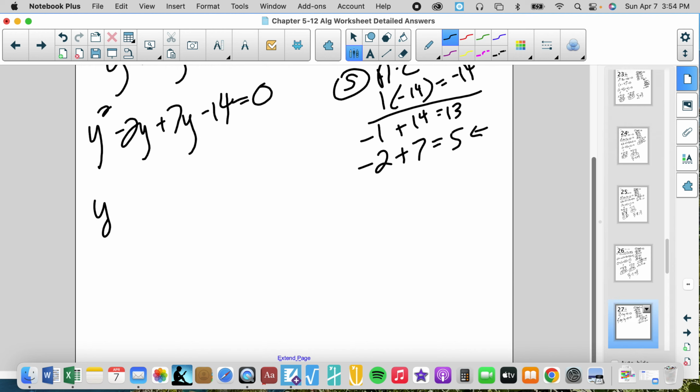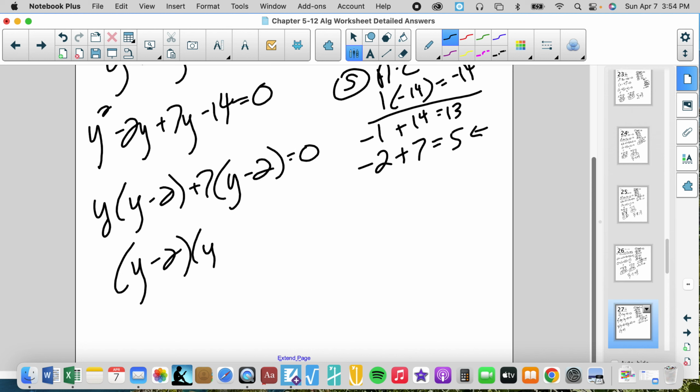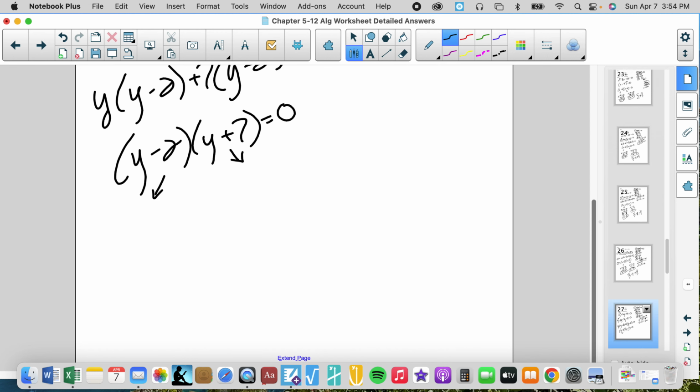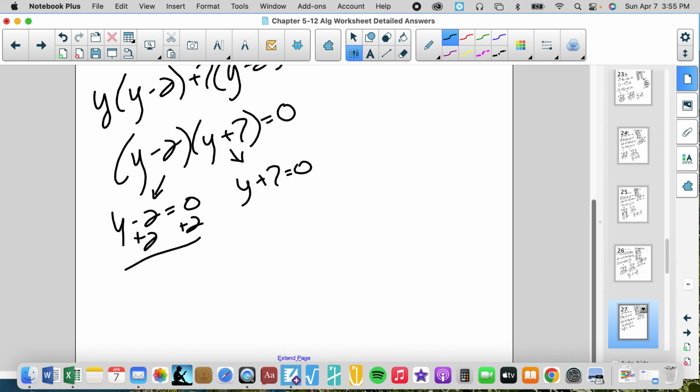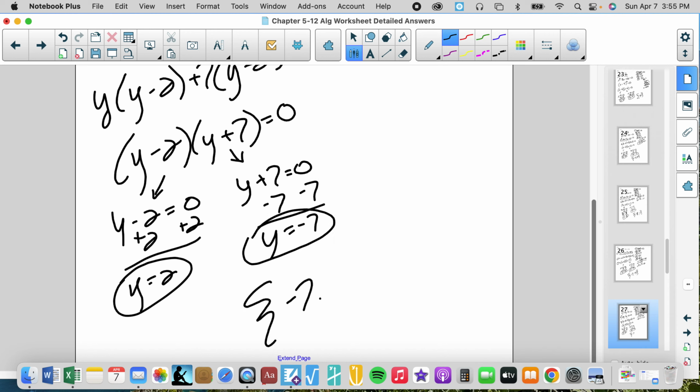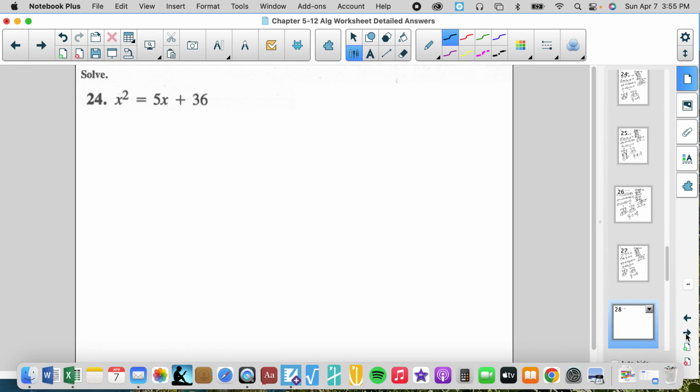Let's factor out a y. We get y minus 2. Let's factor out a positive 7. We get y minus 2. y minus 2, y plus 7 equals 0. y minus 2 equals 0. y plus 7 equals 0. Let's add 2. y equals 2. Let's subtract 7. y equals negative 7. Solution set, with my solutions are -7 and 2.